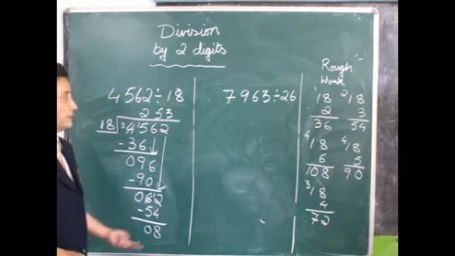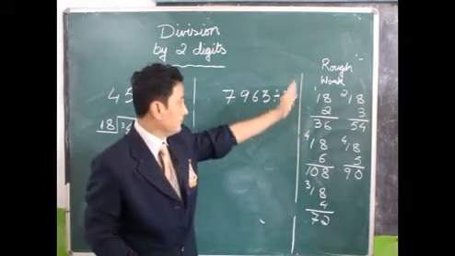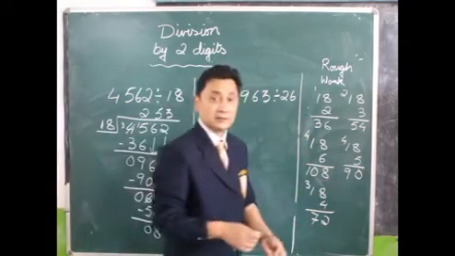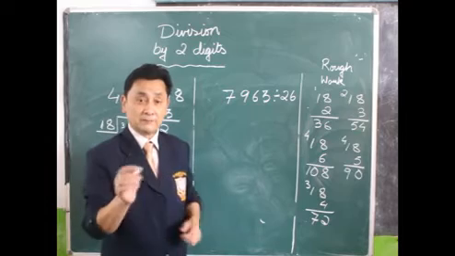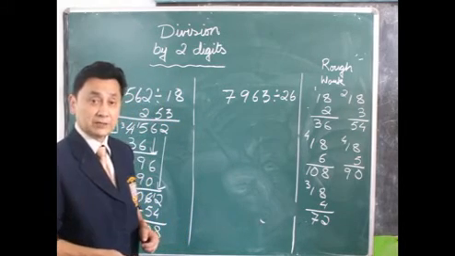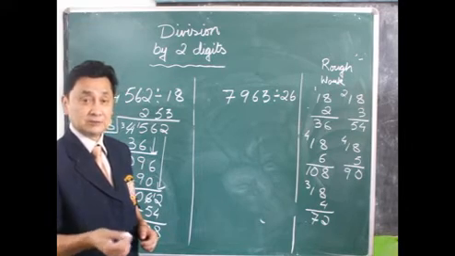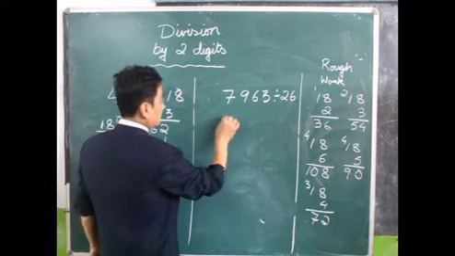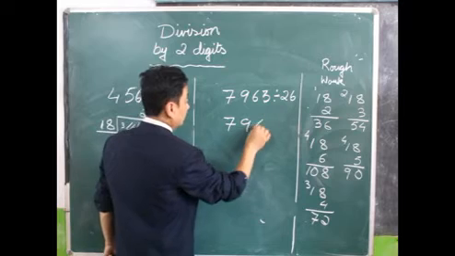So dear children, do a lot of rough work. Make your rough margin big so you can do a lot of multiplications there. And you'll have a lot of practice doing your multiplication tables also. So let's do one more.